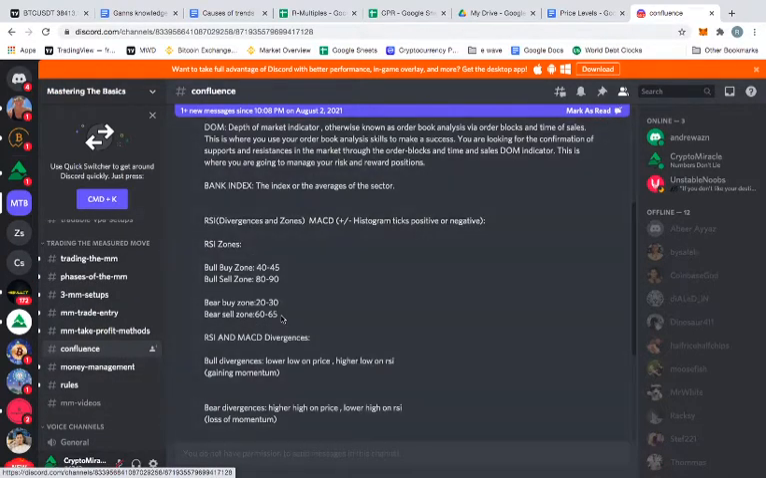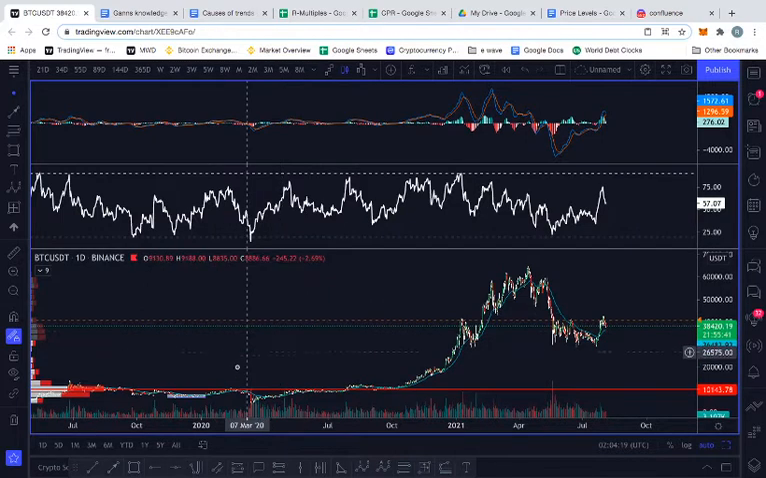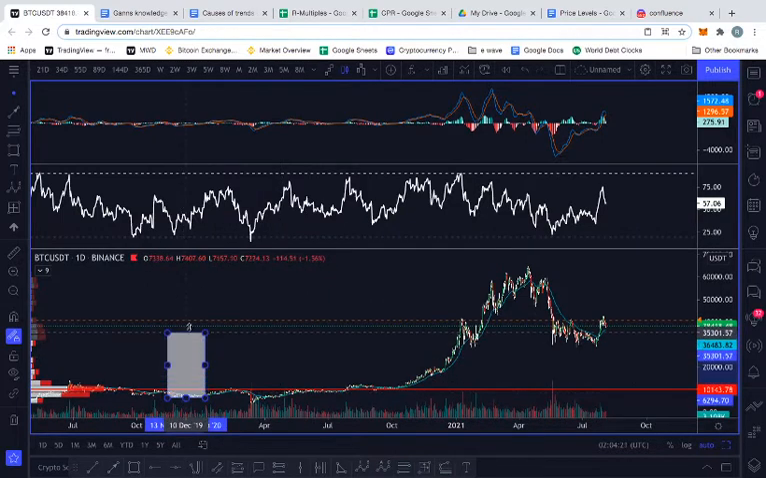And so what we're going to be talking about today is just keeping a basic RSI on Bitcoin. There's a pattern here that I'm looking for. Okay, I want to show you guys the pattern. So let's go right to it.